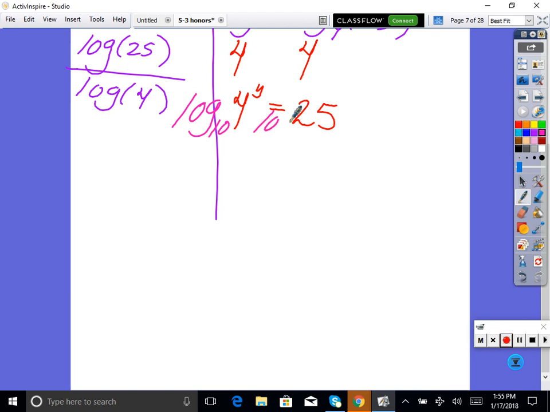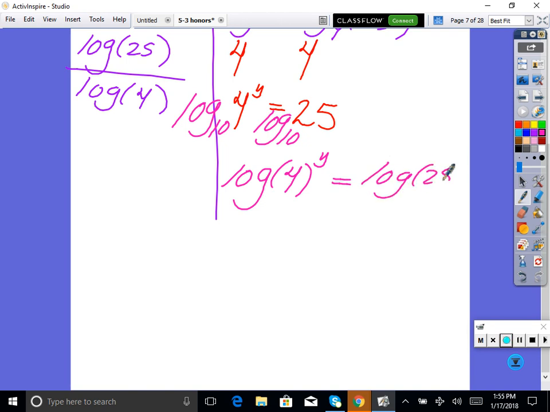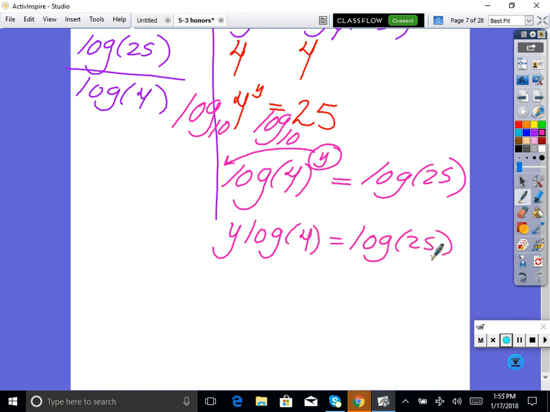Log base 10. So then over here we have log of 4 to the y. Why am I not writing base 10? Because it goes without being said. Equals log of 25. Now don't we know by properties of exponents it would be okay to take that exponent and put it in front? So y log of 4 is going to be equal to log of 25. Last step, to get y alone, divide by log of 4.